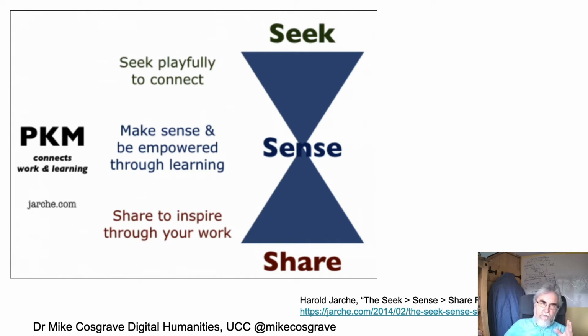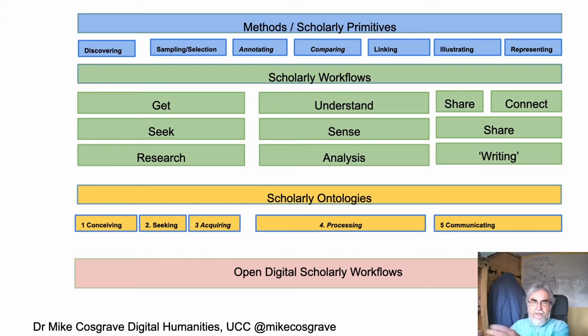Process, of course, is not always linear. Sometimes we circle back, but having it expressed this way is, I think, helpful, particularly for students stepping through an assignment. So these here are the most memorable ways. I like these research, analysis, writing, seek, sense, share, get, understand, share, connect, because they're things that you can explain easily to students. People can remember them. People can understand where in the process they are.